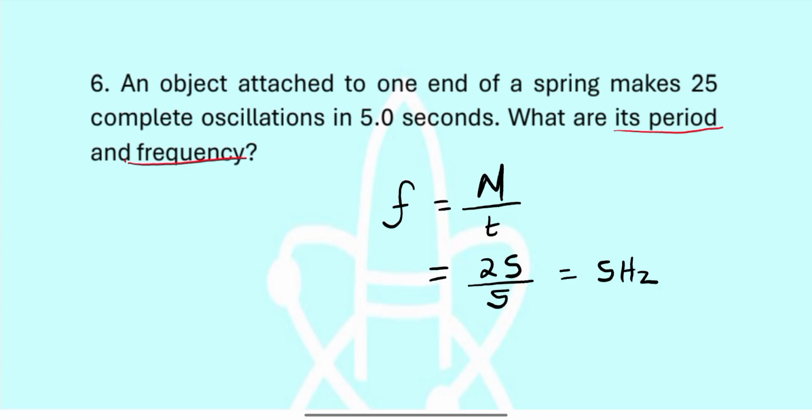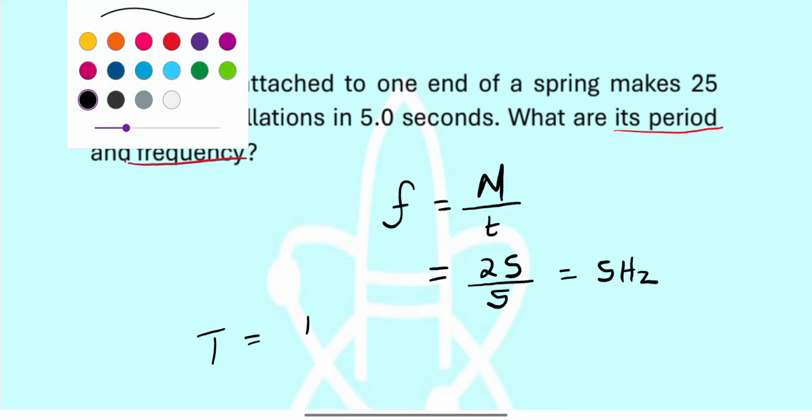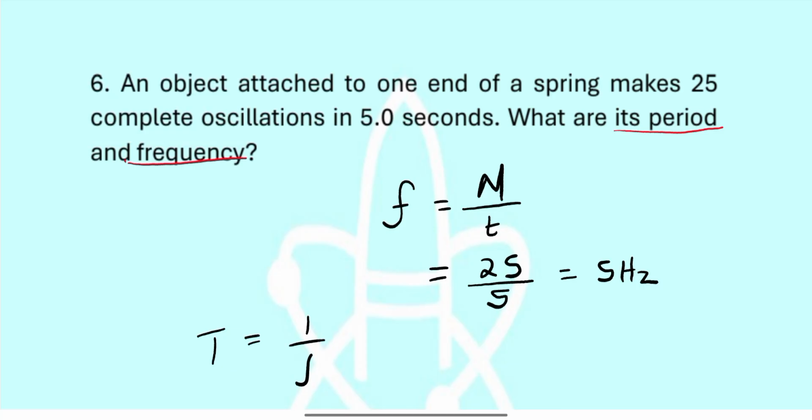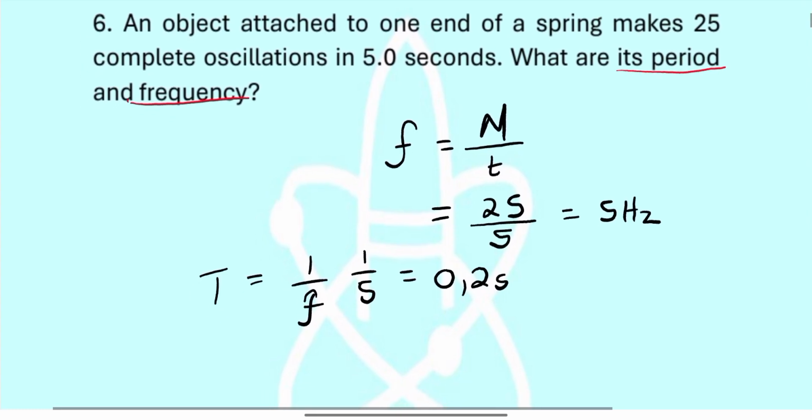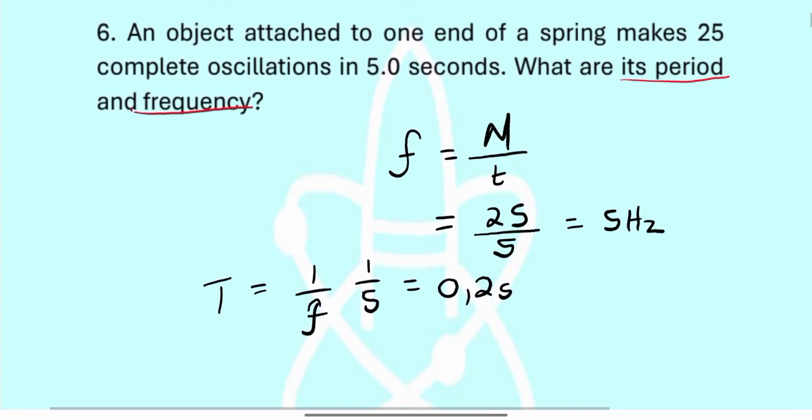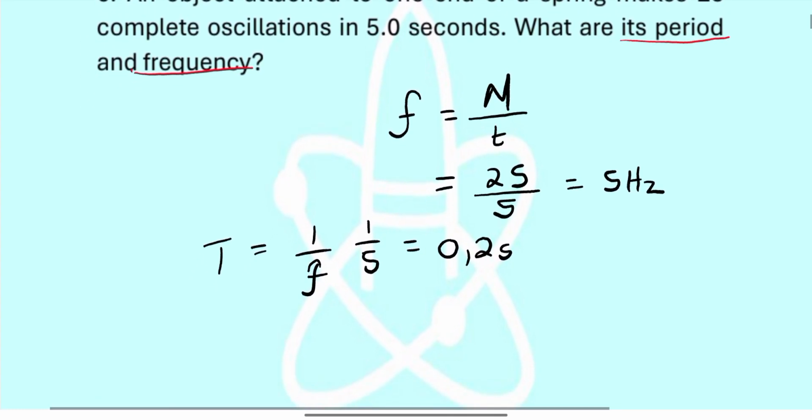And then for period, we already know the formula for period is 1 over the frequency. So we're going to use 1 over 5, which is going to give us 0.2 seconds. So this question is simple. We just have to use the definition of frequency and the period. Using what you are given, you'll get the answer.